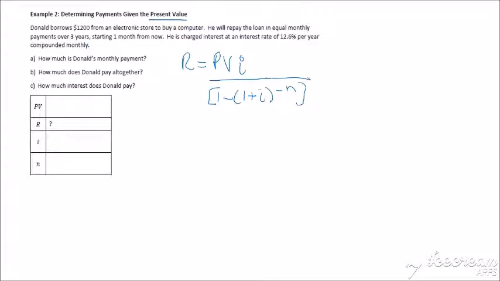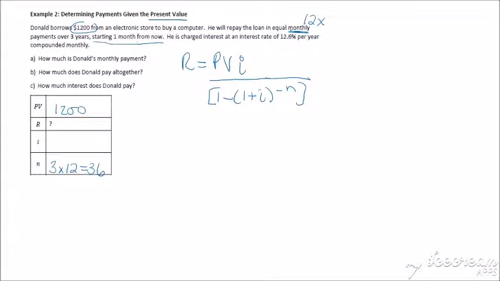Donald borrows $1,200 from an electronics store to buy a computer. So the present value, he owes $1,200. He will repay the loan in equal monthly payments. So monthly is 12 times a year over 3 years. That means that he's going to be making 36 payments starting 1 month from now. This is fine. All this means is that the ordinary simple annuity is getting paid at the end of the compounding period, so the end of the month.